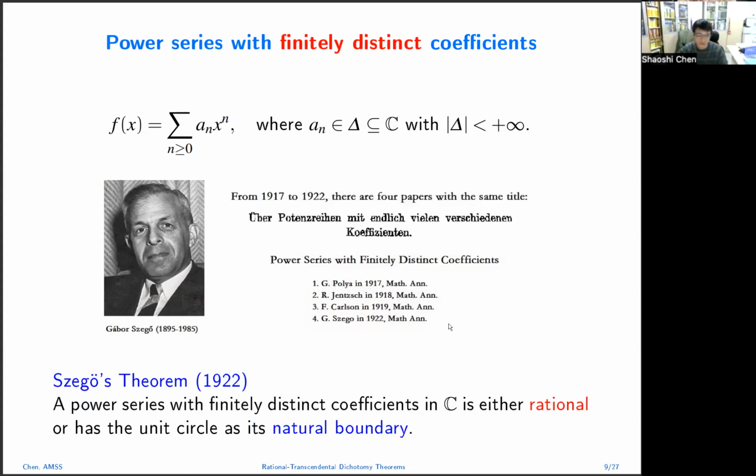And this result was also improved by several people. I checked some of the classical literature, and it's funny that there are papers from 1917 to 1922, across many years, where several people wrote papers trying to improve Fatou's result, all published in the same journal and with the same titles. Finally, in 1922, the result is due to Szegő. So nowadays we call it the Szegő theorem, which shows that if you have a power series with coefficients from a finite set, then it is either rational or takes this unit disk as the natural boundary. Many results in this dichotomy theorem can be generalized to this kind of natural boundary result, so this is also a generalization of Fatou's result.